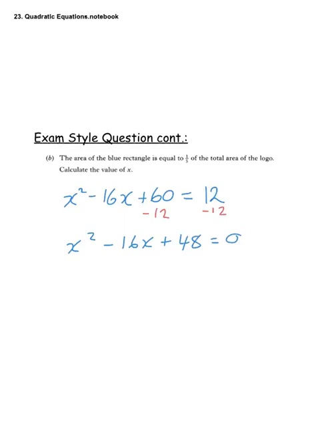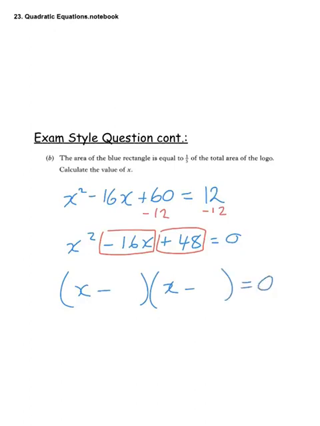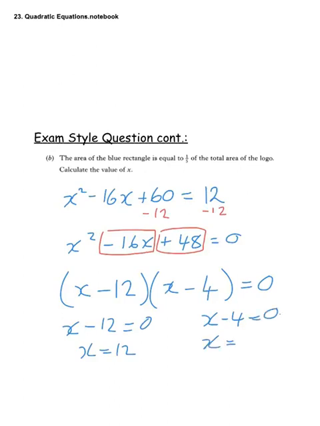Okay, and now we're looking for two things that multiply together to make plus 48. So two things of the same sign, but they add together to make minus 16. So they're both going to be minus. We can set up our brackets with a minus and a minus. We need two things that multiply together to make 48, but they add together to make 16. So the answer there is going to be 12 and 4. So either x minus 12 is equal to 0, which would make x equal to 12, or x minus 4 is equal to 0, which would make x equal to 4.